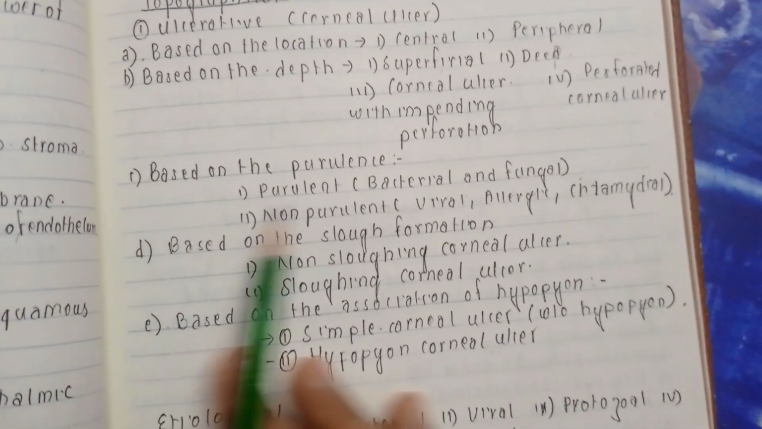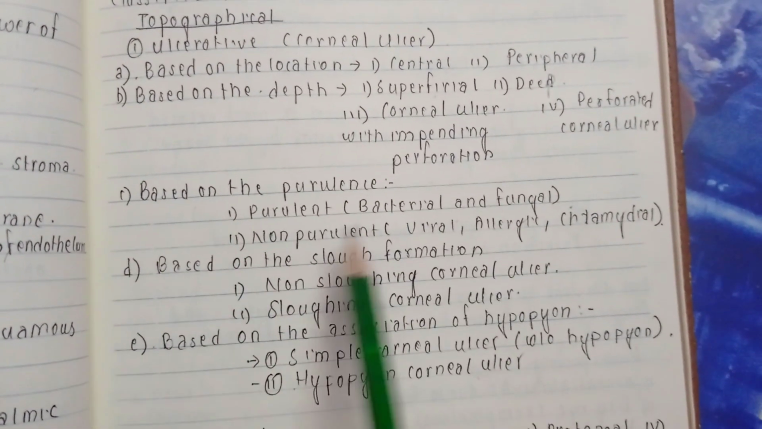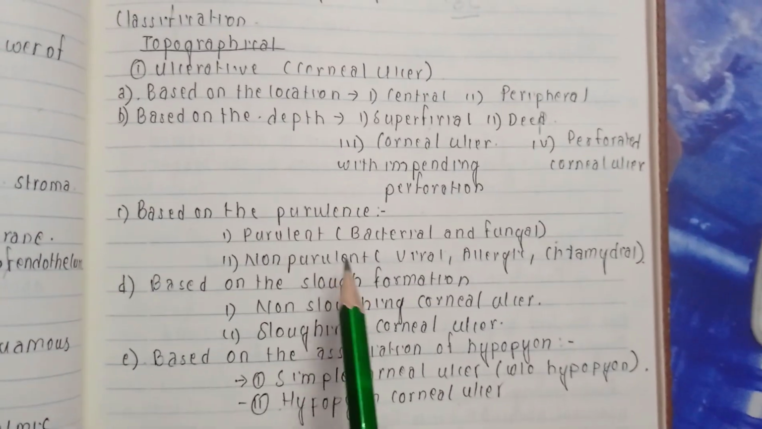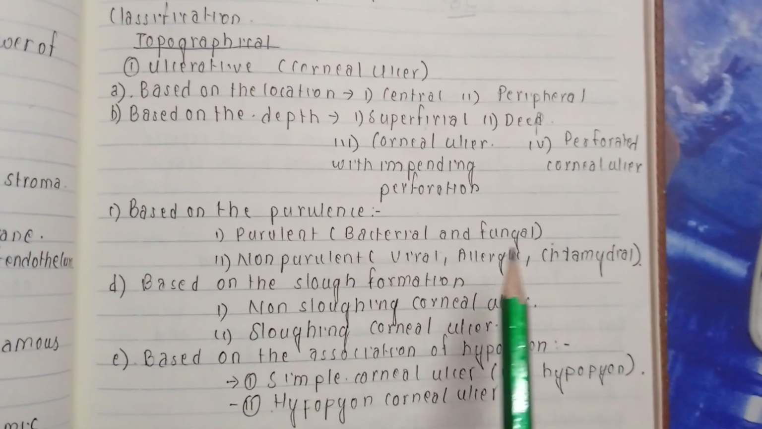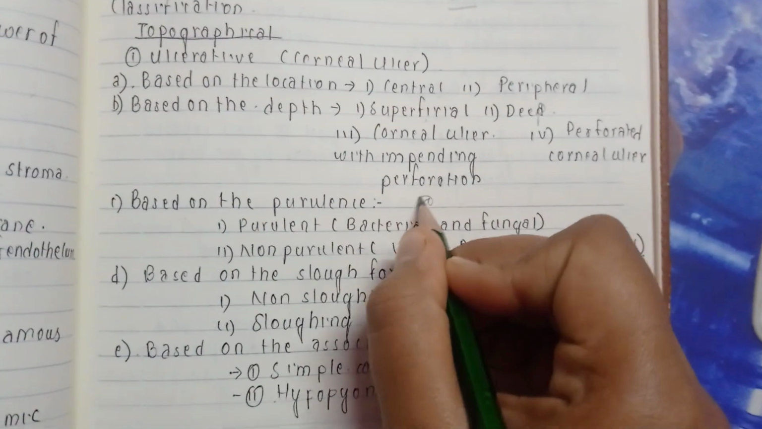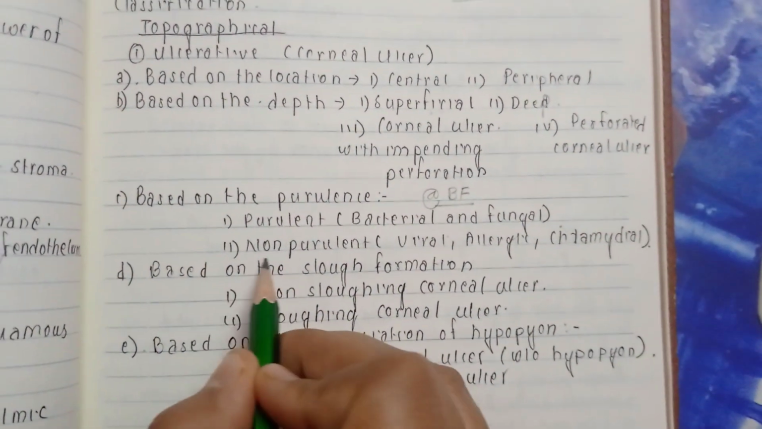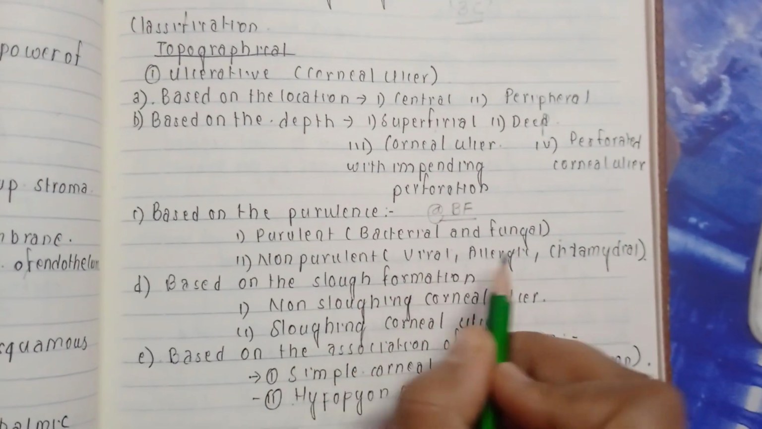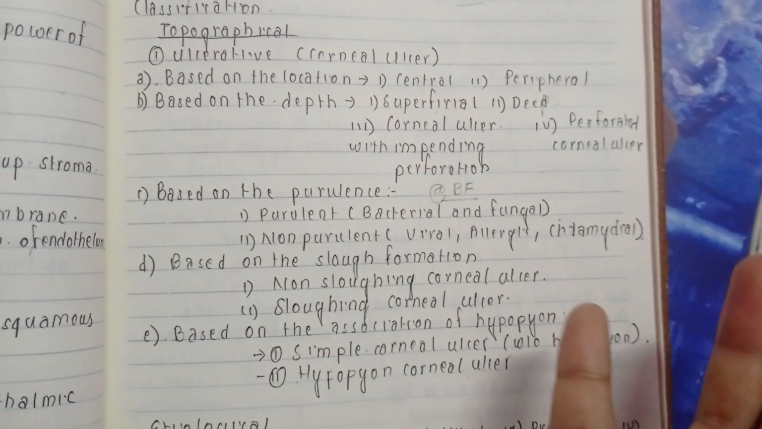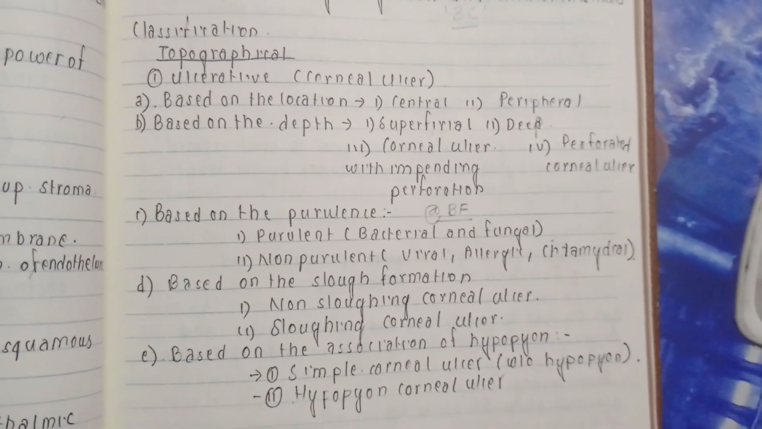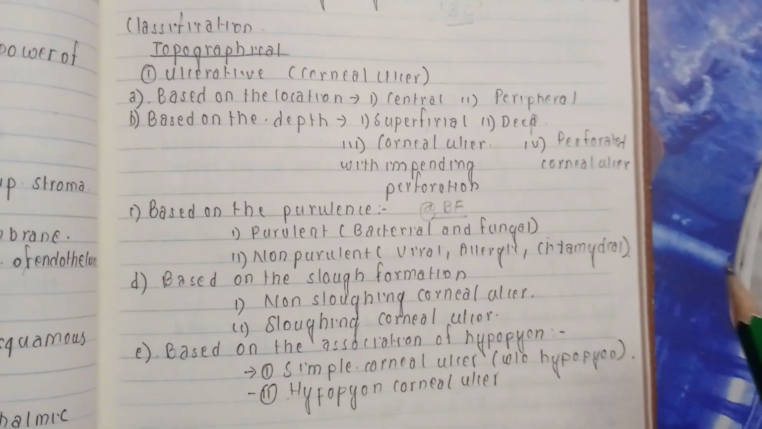After that, we have the classification based on purulence, that is, formation of pus. Here we have purulent, which is bacterial and fungal. We can remember it by BF, best friends. And then non-purulent, which is viral, allergic, or chlamydial. All other infective causes, except the bacterial and fungal, are non-purulent.